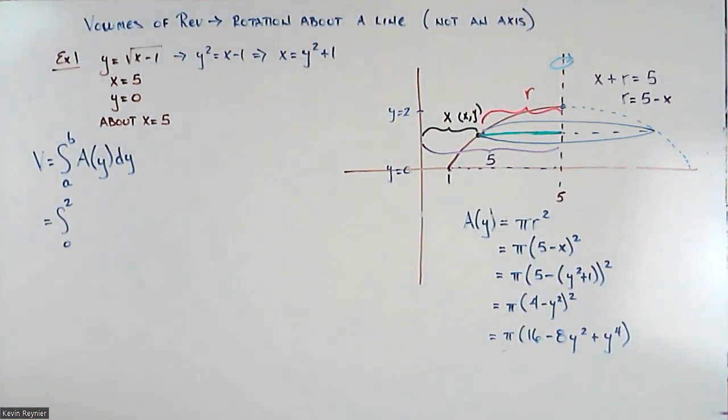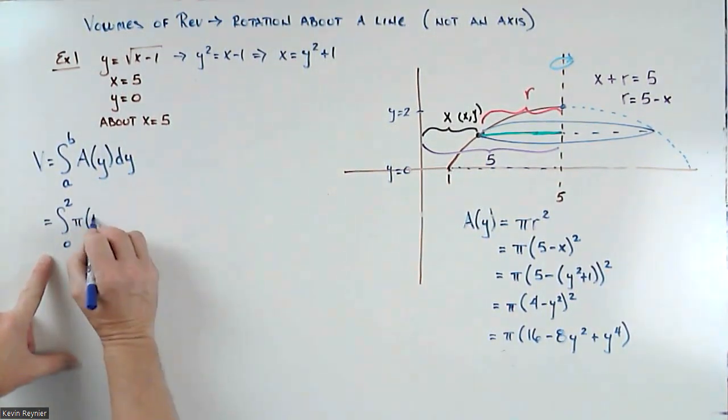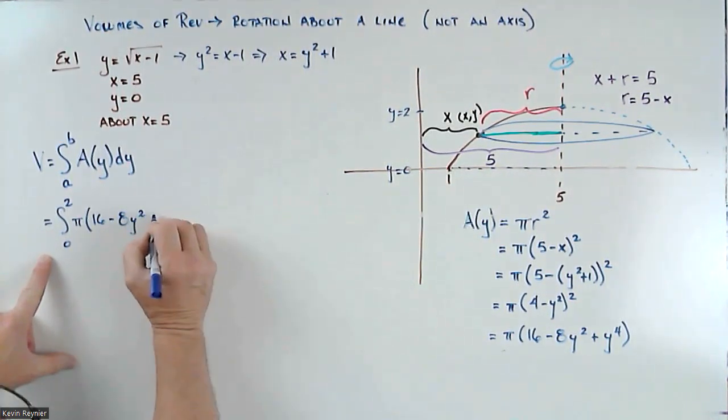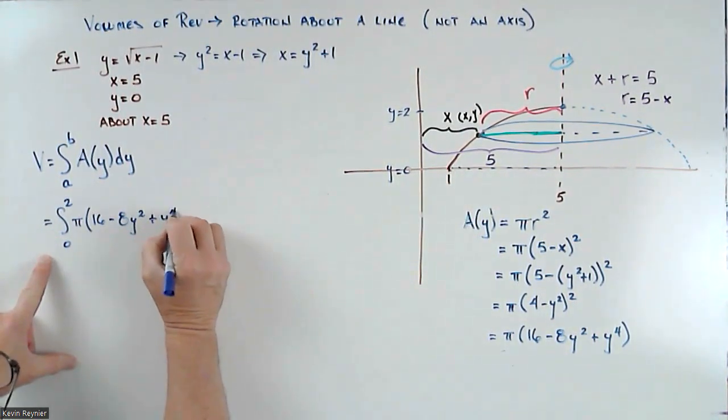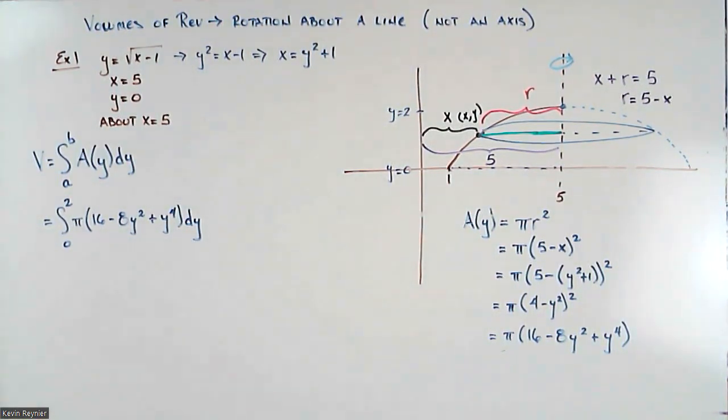We don't need them until now, so don't worry about them until now. A to B works just fine. We have our function here. We can clearly put the pi out front. I didn't leave room, so I'll just put it here for now. We have 16 minus 8y squared plus y to the 4th dy. And now we have a simple integral, and we're done. We integrate this, we plug in a 2, and we're finished, right?